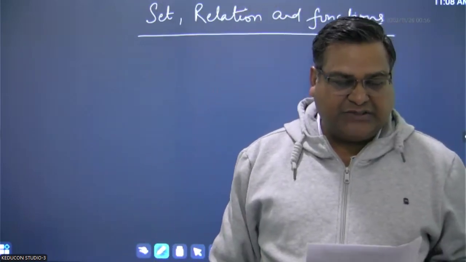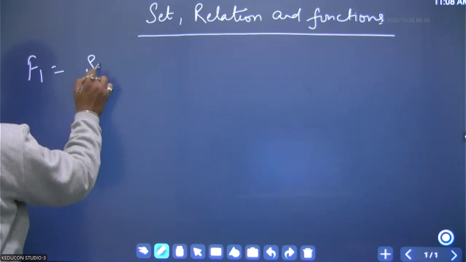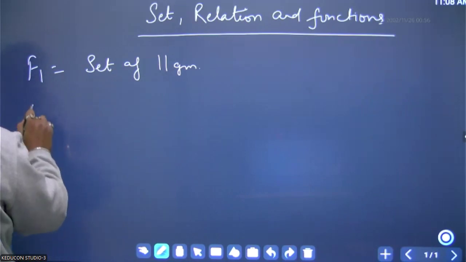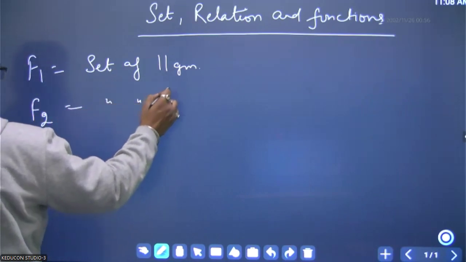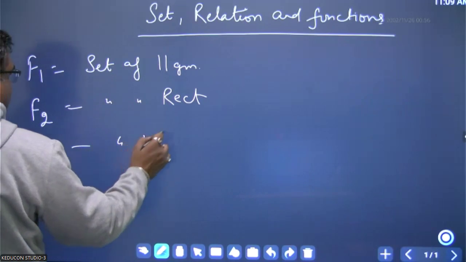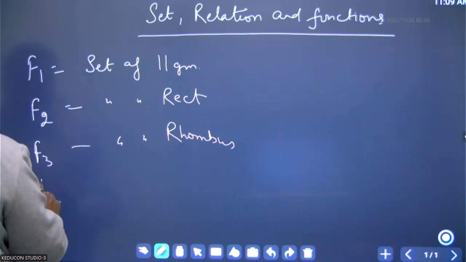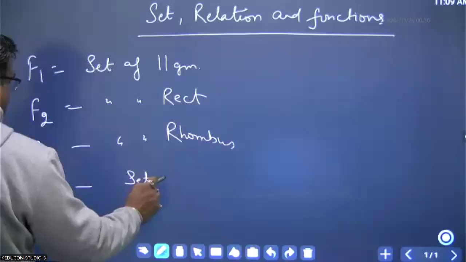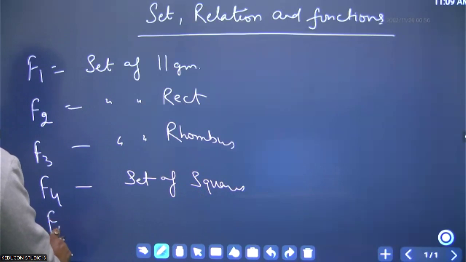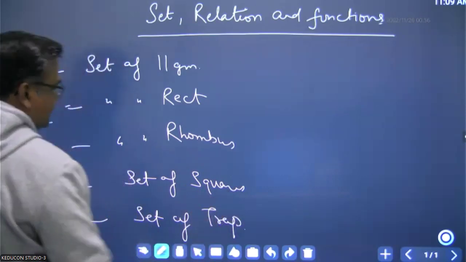Now, if you look at the first question, let F1 be the set of parallelograms. F2 be the set of rectangles. F3 the set of rhombus. F4 the set of squares. And F5 the set of trapezium. Right? This is given.